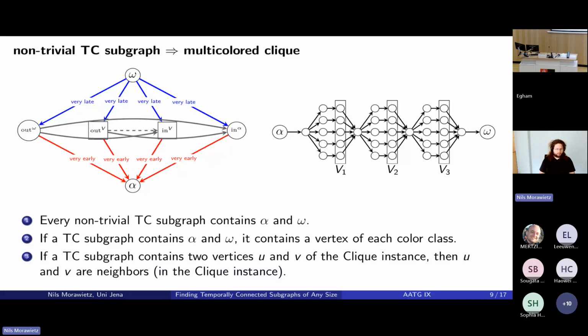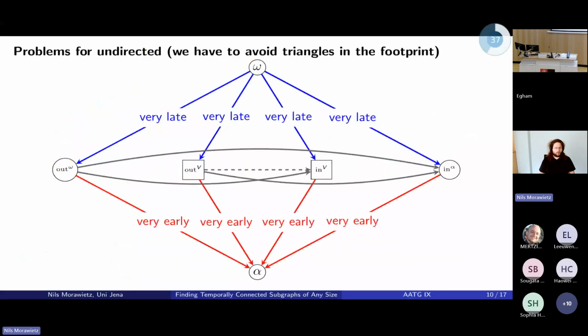But the thing is, this does not easily transfer to undirected graphs. For example, if we look at this gadget again, and if you would just say, hey, make it easy, just make every edge undirected, what we then have is, from omega to out-omega to in-alpha back to omega, a triangle. A triangle, no matter which labels you put on it, is a clique in the footprint, meaning it is a temporally connected subgraph, no matter what the labels are.